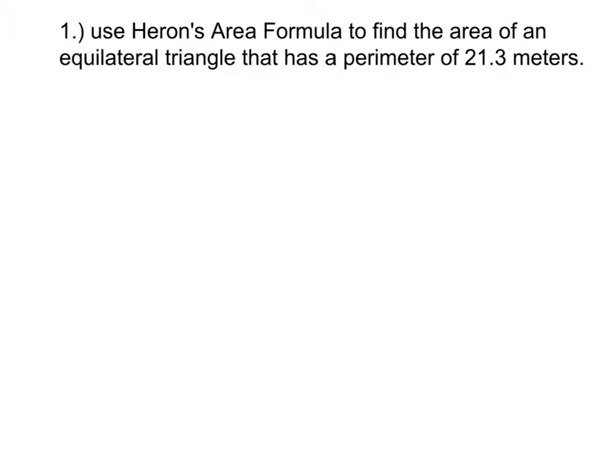Okay, so problem 1, to use Heron's formula to find the area of an equilateral triangle that has a perimeter of 21.3 meters. Since it's an equilateral triangle, we know that all the sides have to be equal. So in order to find the sides of the triangle, we have to take 21.3 and divide that by 3, which gives you 7.1.